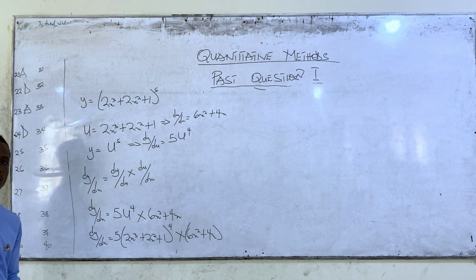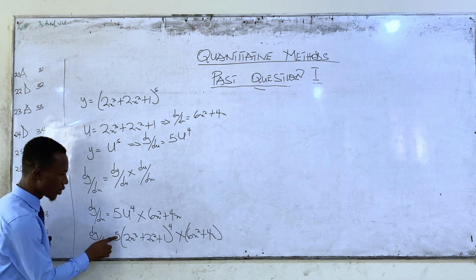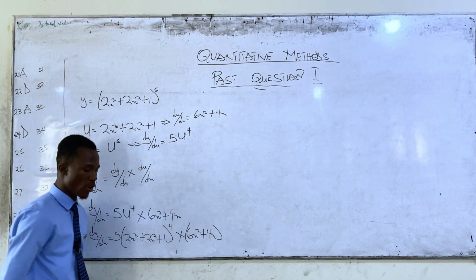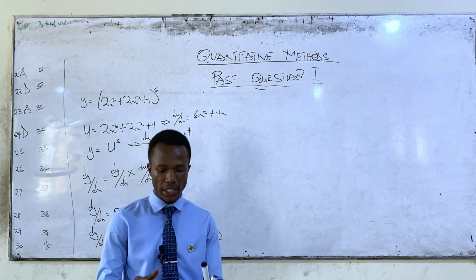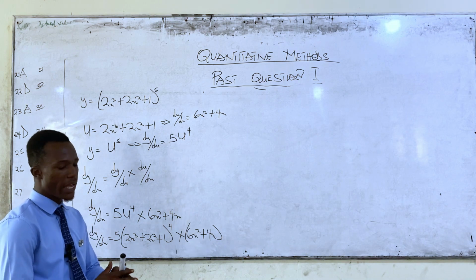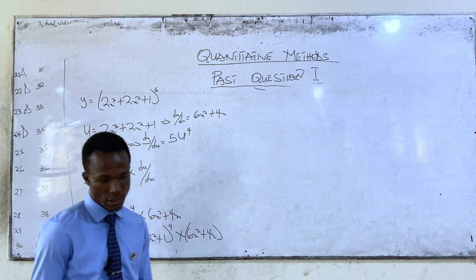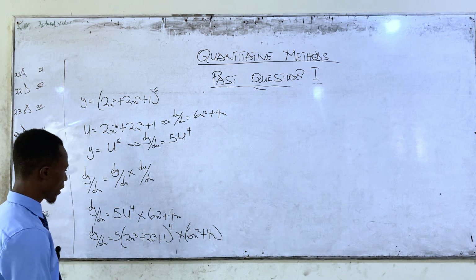Yes. So now we are not done. The last thing to do is, you can use the 5 here to expand whatever you have here, provided you check from the question and it has been expanded. But if it has not been expanded, you can just leave it like that.